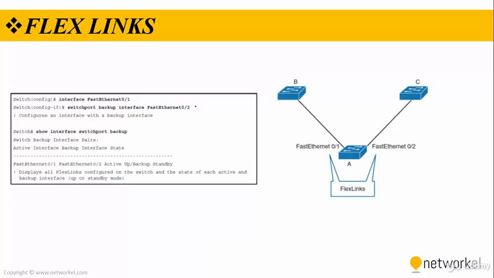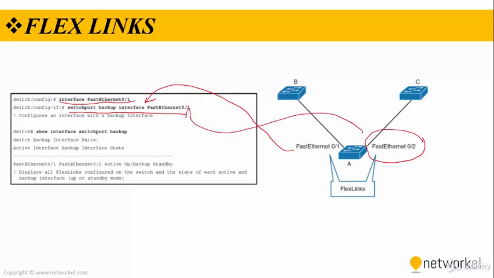To configure Flex Links, for example, we go into FastEthernet 0/1 first, and we use switchport backup interface, and we define FastEthernet 0/2 as the backup interface. And to verify the configuration, we use the show interface switchport backup command.